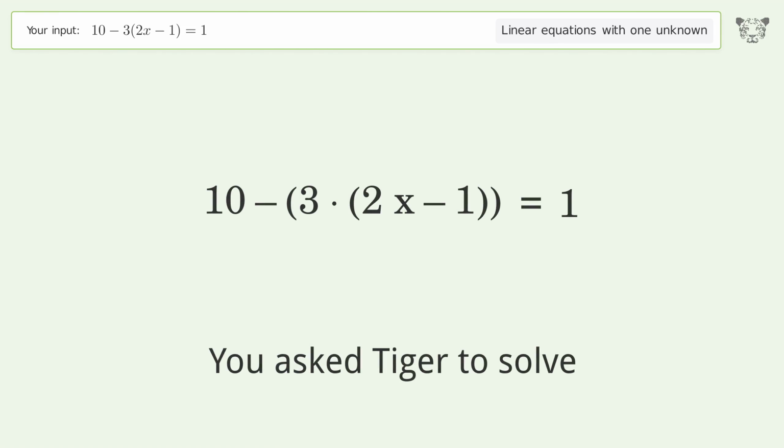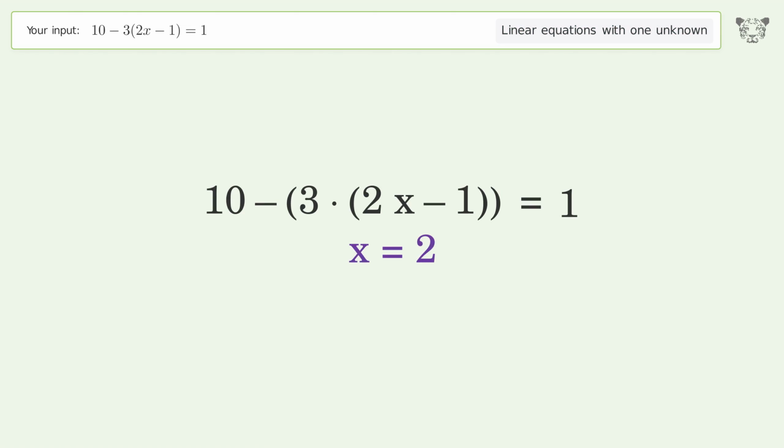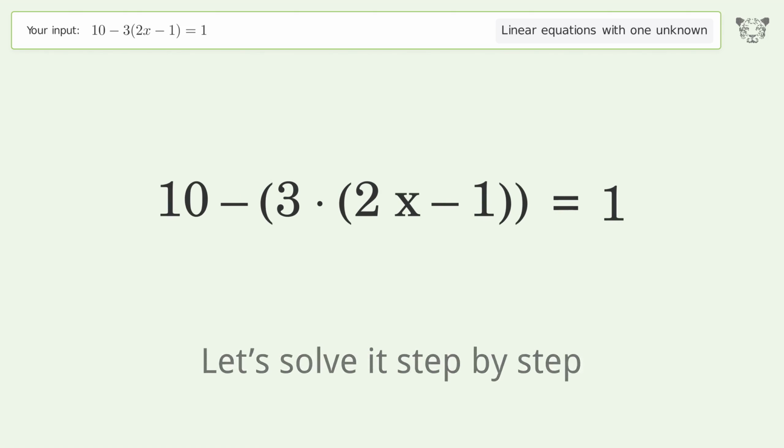You asked Tiger to solve this. This deals with linear equations with one unknown. The final result is x equals 2. Let's solve it step by step.